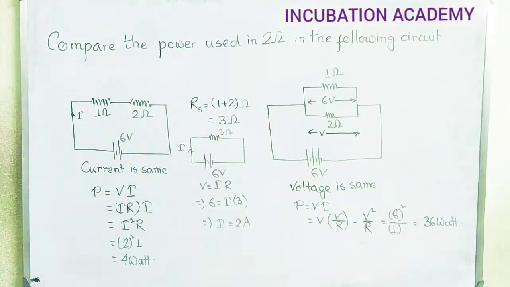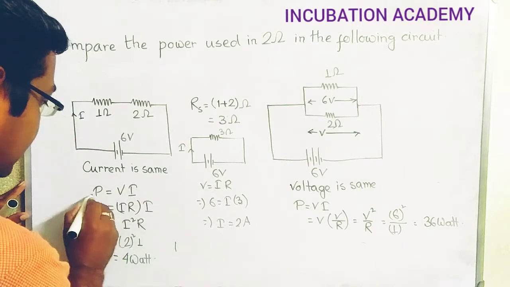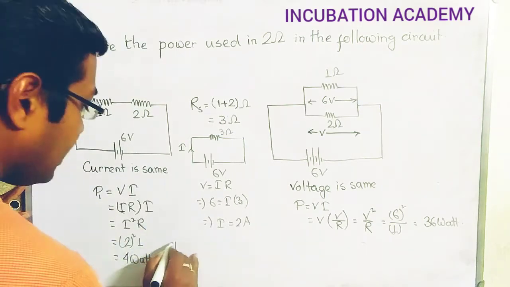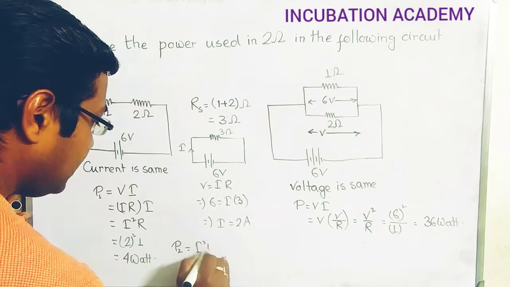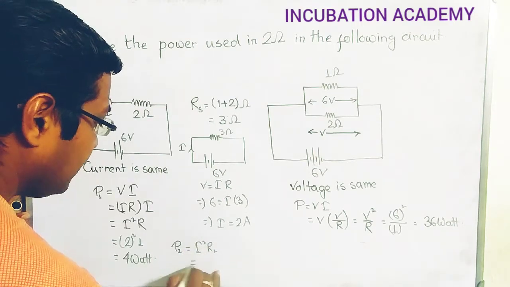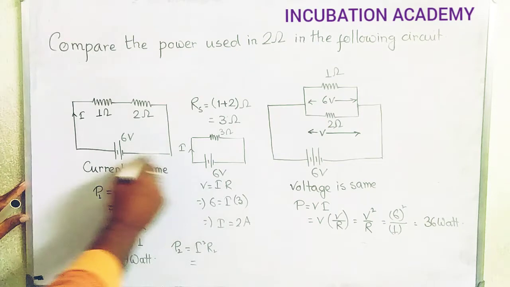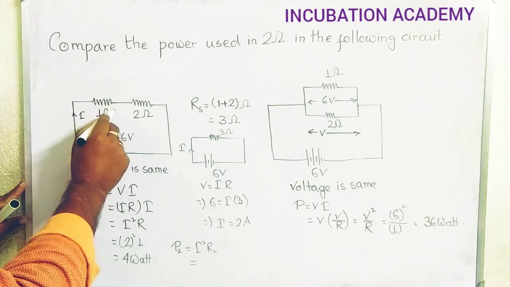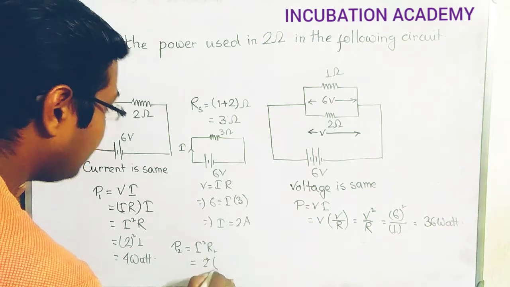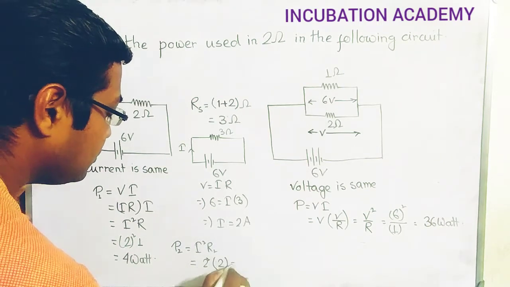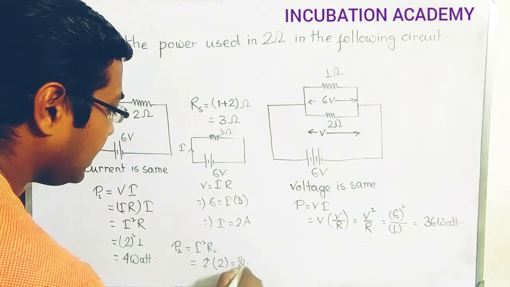In the question it is asked what is the power dissipated through 2 ohm. I can apply the similar formula. If I say it is P1, then we can say it is P2. P2 will be I square into R2, or 2 ohm. The same current is flowing through this 1 ohm and 2 ohm. So it will be 2 square, R is 2, 4 into 2, it is 8 watt.